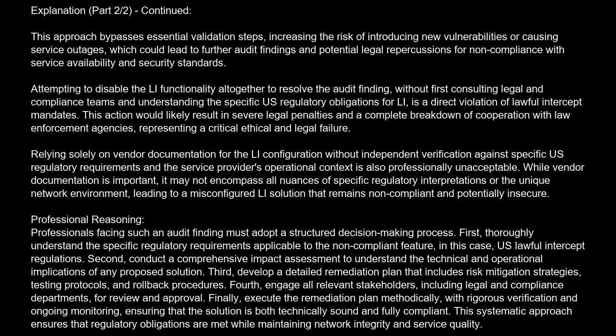Fourth, engage all relevant stakeholders, including legal and compliance departments, for review and approval. Finally, execute the remediation plan methodically, with rigorous verification and ongoing monitoring, ensuring that the solution is both technically sound and fully compliant. This systematic approach ensures that regulatory obligations are met while maintaining network integrity and service quality.